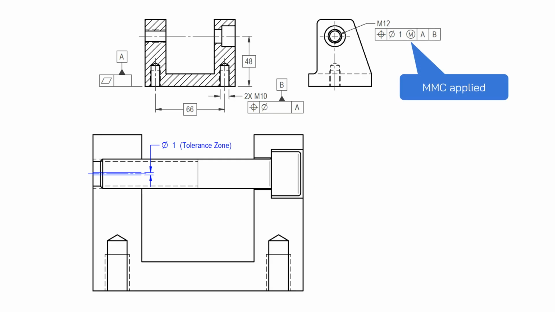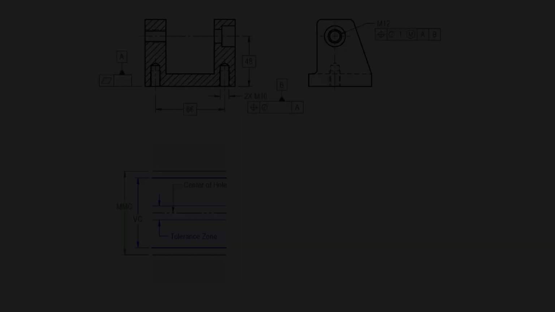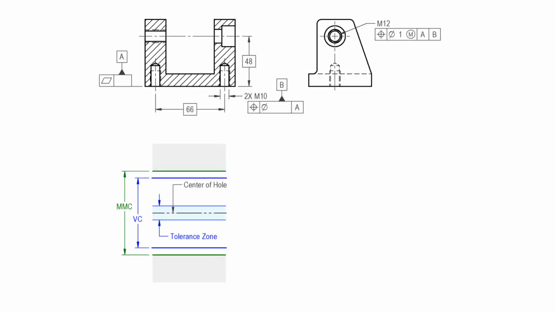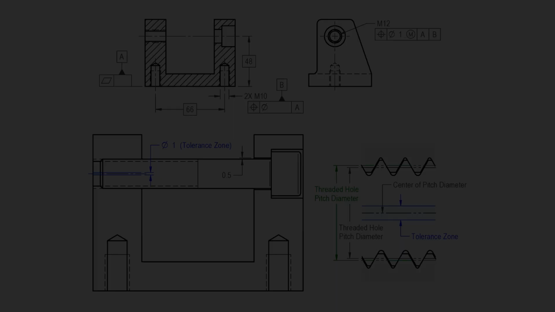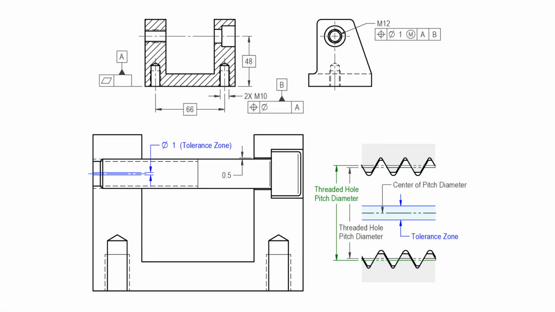Just keep in mind that using MMC results in an expansion of the tolerance. This means the allowed position error will change, depending on the measured size. Let's start with a simple hole to see how MMC works. The smallest hole size allows for the minimum positional error, up to half the specified position tolerance on the drawing. For a threaded hole, the same rules apply. The minimum threaded hole size allows a positional error of up to 0.5 millimeters.